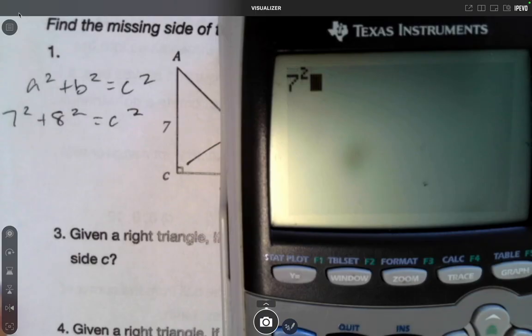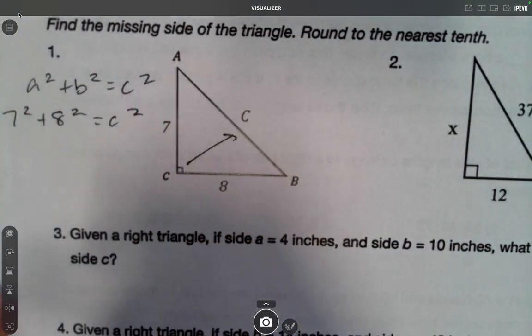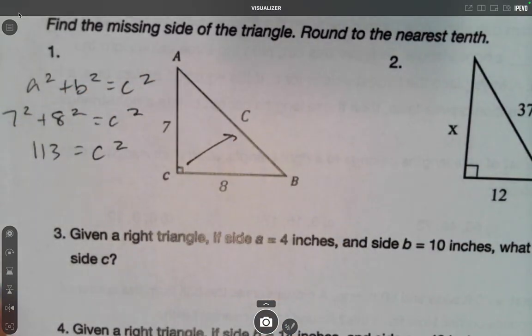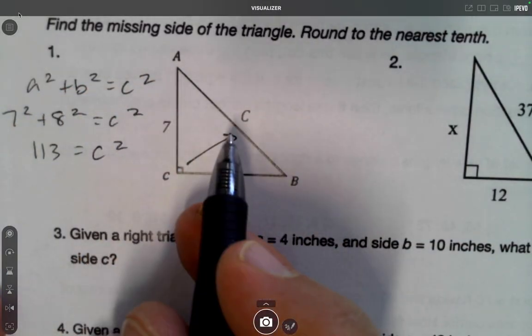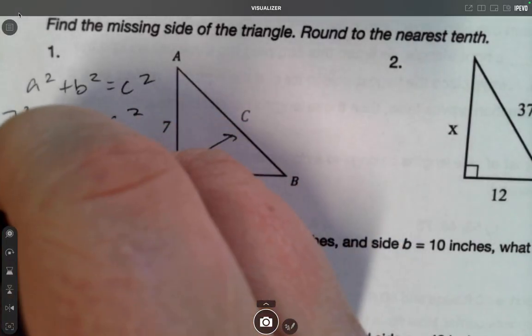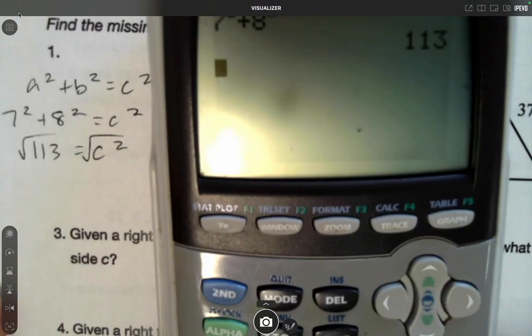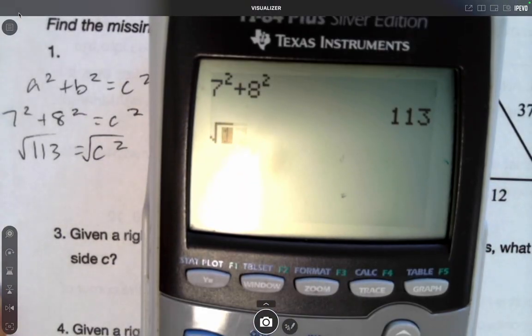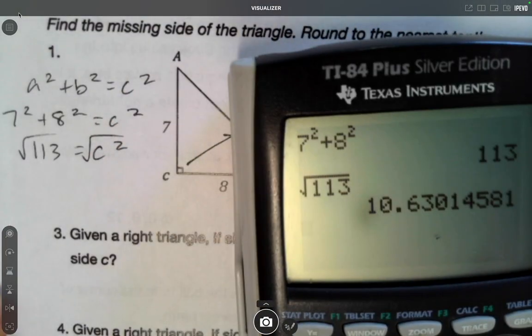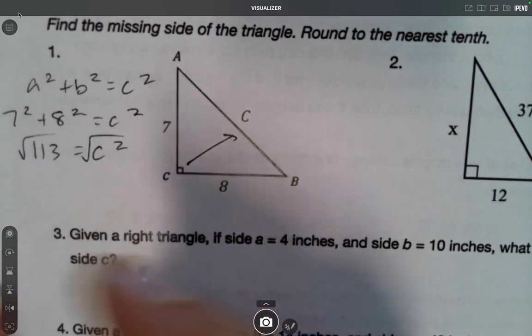7 squared plus 8 squared gives us 113. But we don't just want c squared. We want to know what c is equal to. So to get rid of that squared, we do the opposite and we square root both sides. When I take the square root of 113, I get 10.63. They say round to the nearest tenth, so we'll say 10.6.